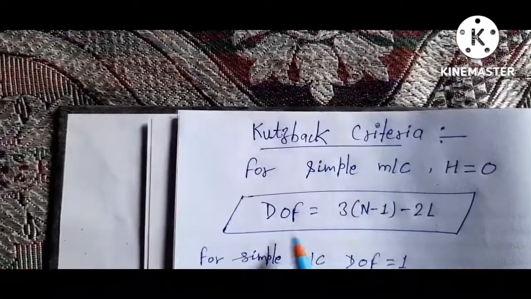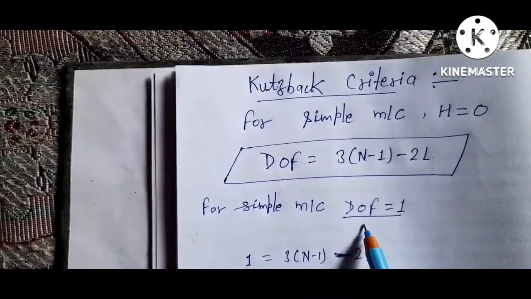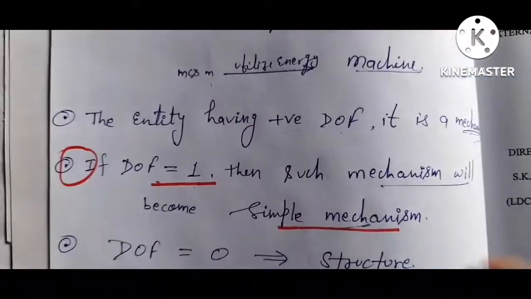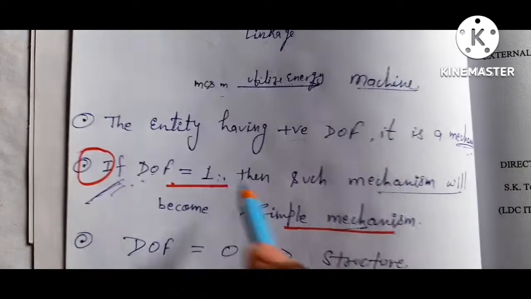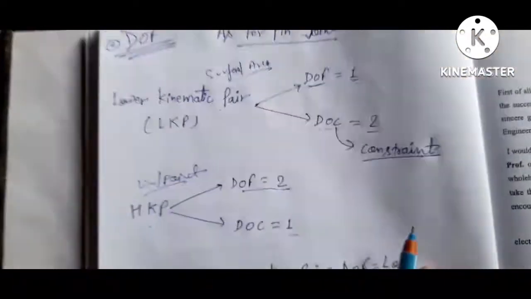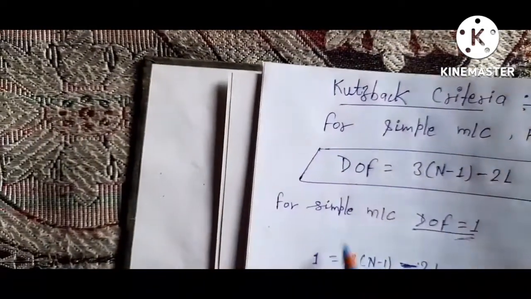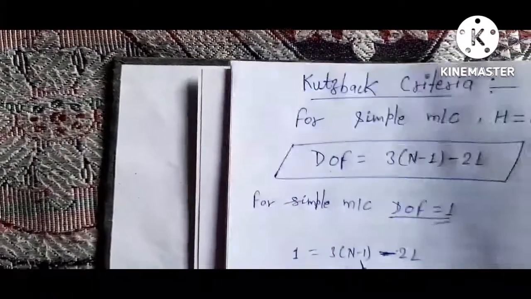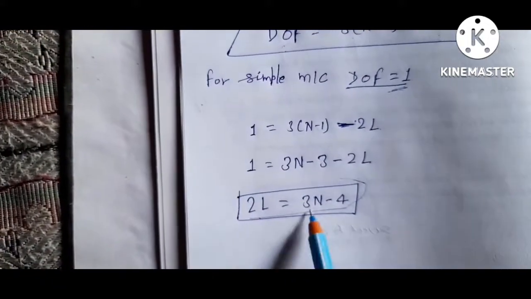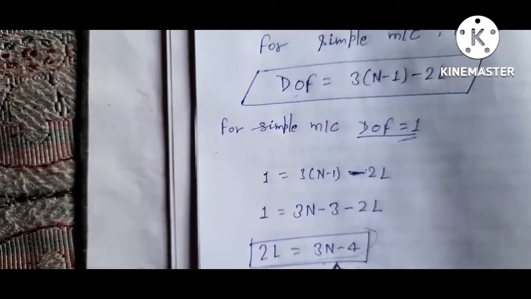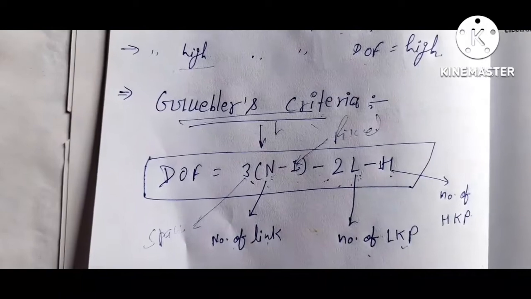So degree of freedom equals 3(n minus 1) minus 2l. This is simple. For a simple machine, you know, degree of freedom equals 1. In my previous video we discussed this topic: if degree of freedom equals 1, then it becomes a simple mechanism. So for a simple machine, degree of freedom equals 1, put 1 equals 3(n minus 1) minus 2l, and after solving this becomes 2l equals 3n minus 4. This is the formula. So this is Kutzbach criteria, and you also saw Gruebler's criteria. Thank you friends.